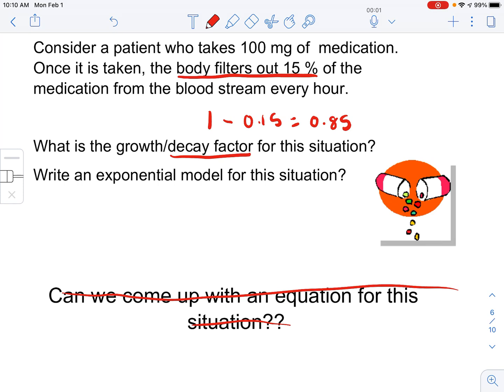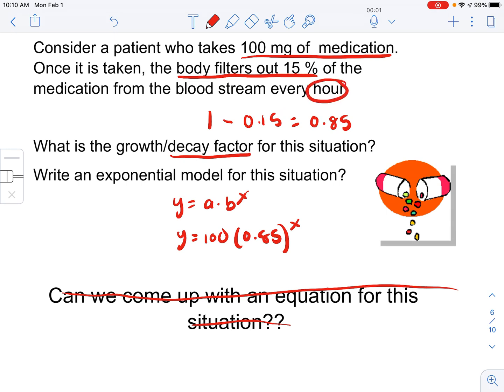And the exponential model for it, remember y equals a times b to the x, right? A is my 100 of initial medication. B is the 0.85, and x is my time. And in this particular question, because it's filtering out every hour, my x has to be in terms of hours. So when we plug things in, we're going to be using hours.